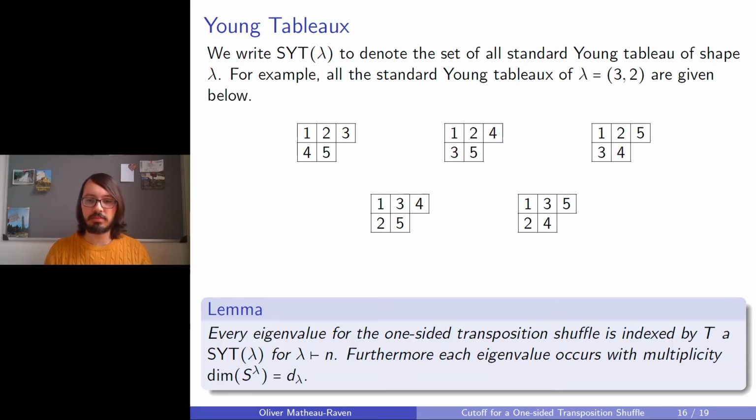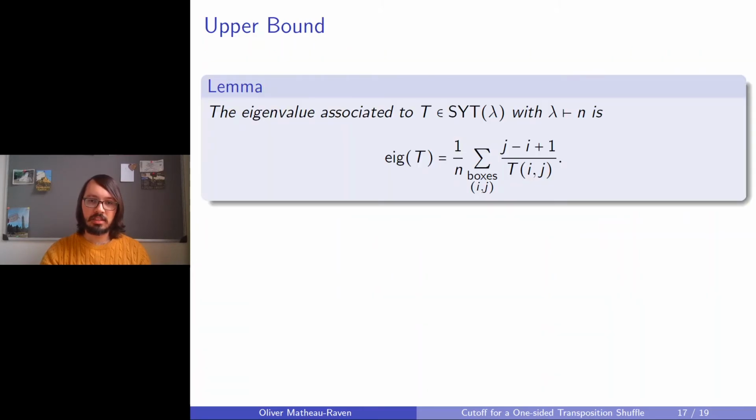dimension of the partition. So given an eigenvalue denoted by the standard Young tableau T, its eigenvalue is 1 over n times this sum. Each single element of this sum is really just one of the changes we saw on a previous slide. We just sum all the changes and then divide by n, because at the start we scale Qn by n.